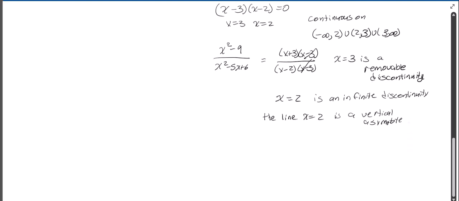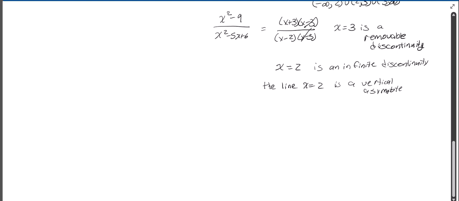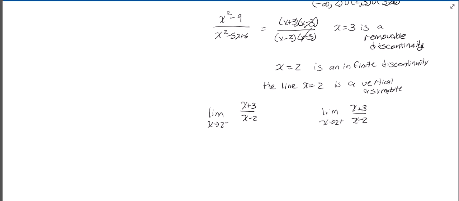Now, we said it's an infinite discontinuity. If we needed to know a little bit more about it, we would want to find out about the limit as x approaches 2 from the left of (x + 3)/(x − 2), and the limit as x approaches 2 from the right of (x + 3)/(x − 2). So if I just plug in 2, I get 0 in the denominator and 5 in the numerator. Whenever you get a number in the numerator and a 0 in the denominator, that means the limit is either plus or minus infinity. So you have to figure out which one it is.